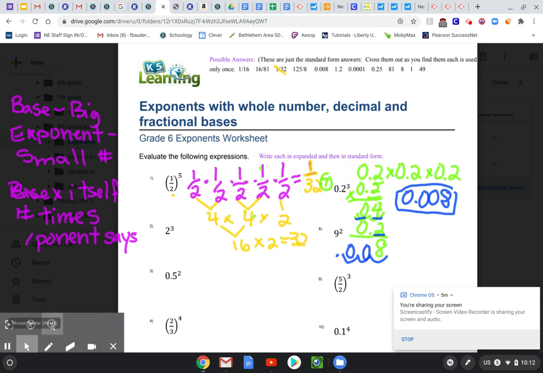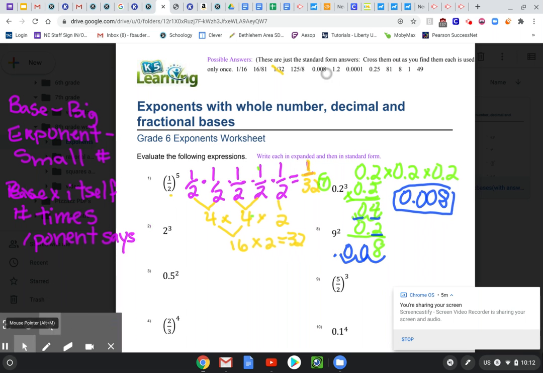So I look again up at the top of my paper. 0.008 is up here, so that makes me feel pretty confident. And again, I'm going to cross that out because each thing should be used just once. And as long as I'm finding those answers up there, that's good.